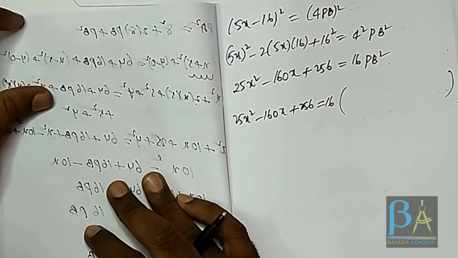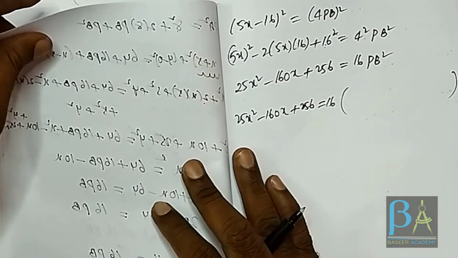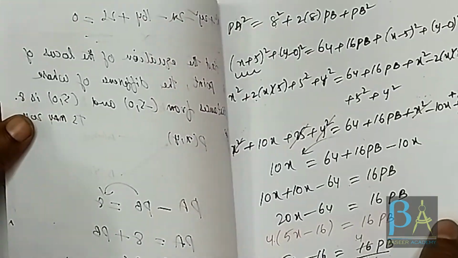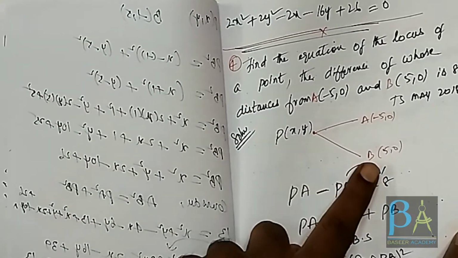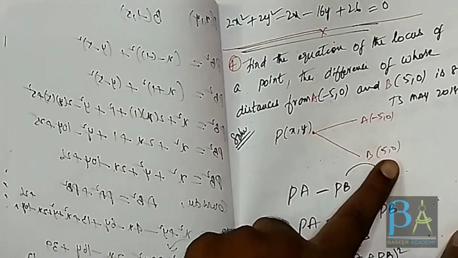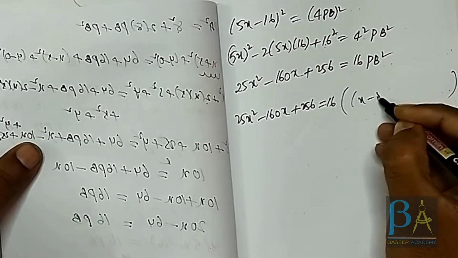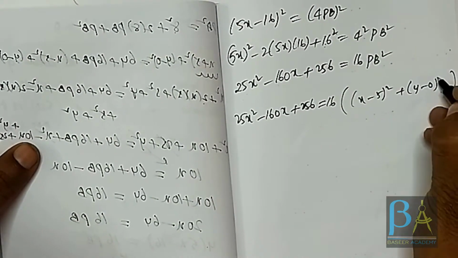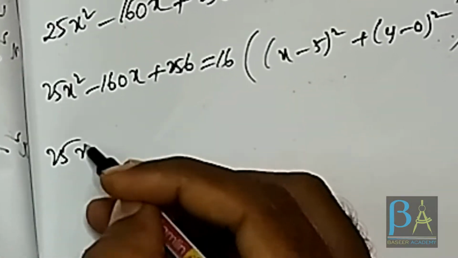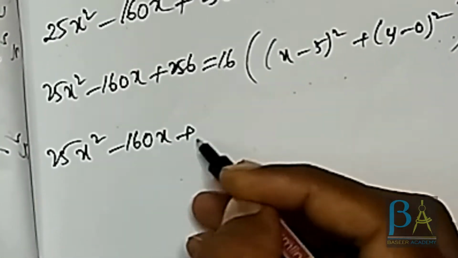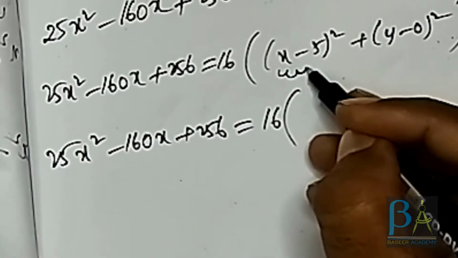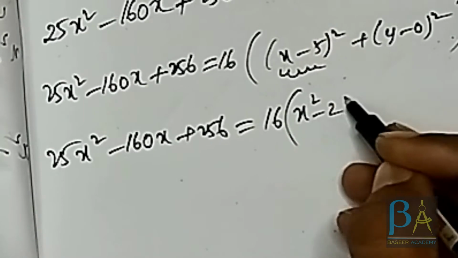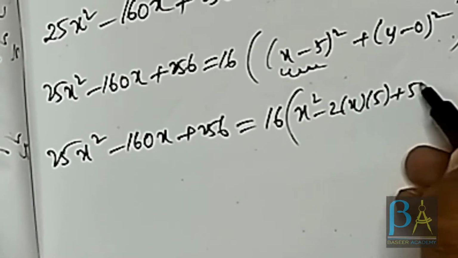And what is PB square? I believe we found out PB square earlier as well, or else let us find out PB square from this. PB square is going to be (x minus 5) whole square plus (y minus 0) whole square. So this would be 25x square minus 160x plus 256 is equal to 16 into, let me expand this using the (a minus b) whole square formula, a square minus 2ab plus b square.